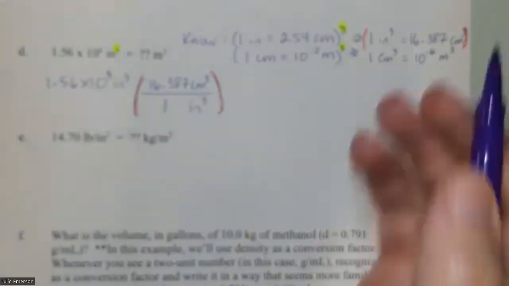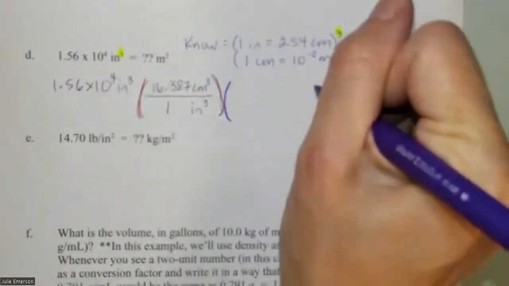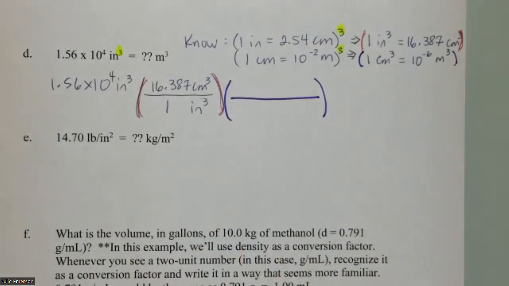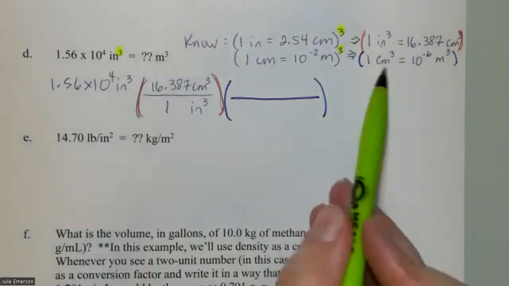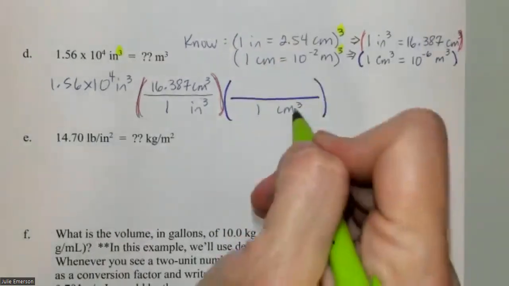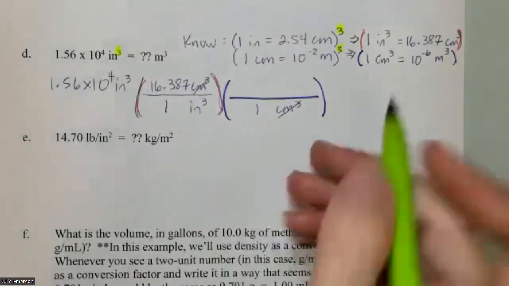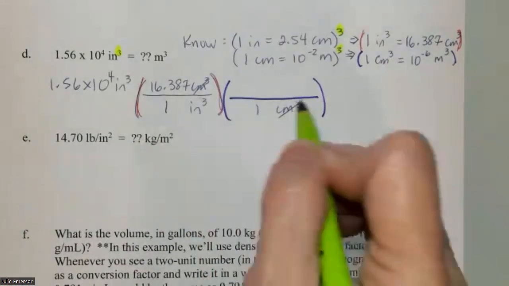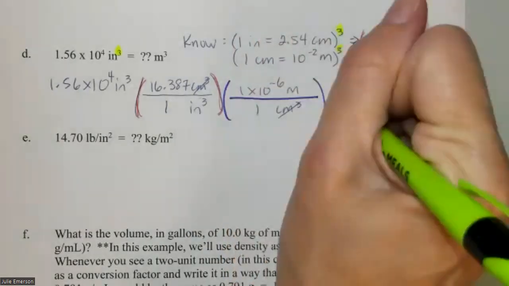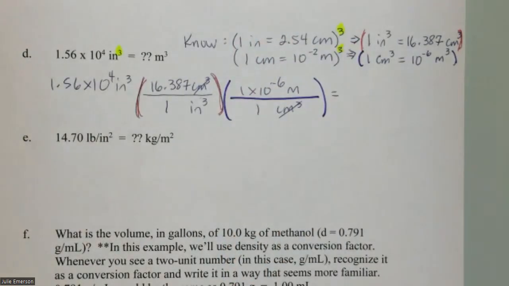All right. Then for the next conversion step, using my purple pen, I'm going to take centimeters cubed on the bottom, 1 cubic centimeter, so that they cancel out, is equal to 1 times 10 to the negative 6 meters, or 10 to the negative 6 meters.